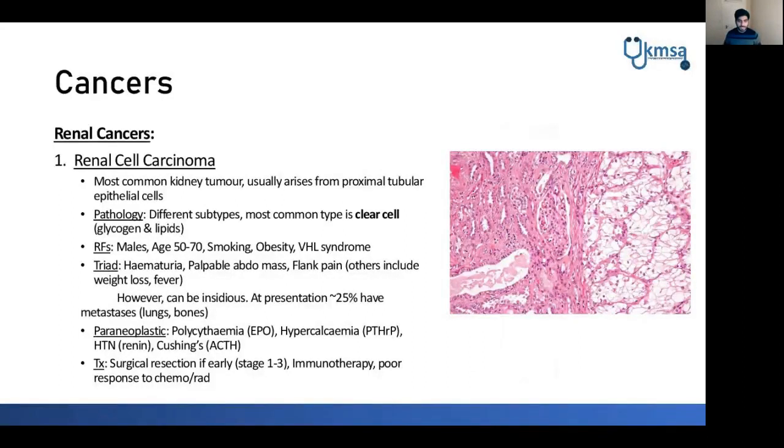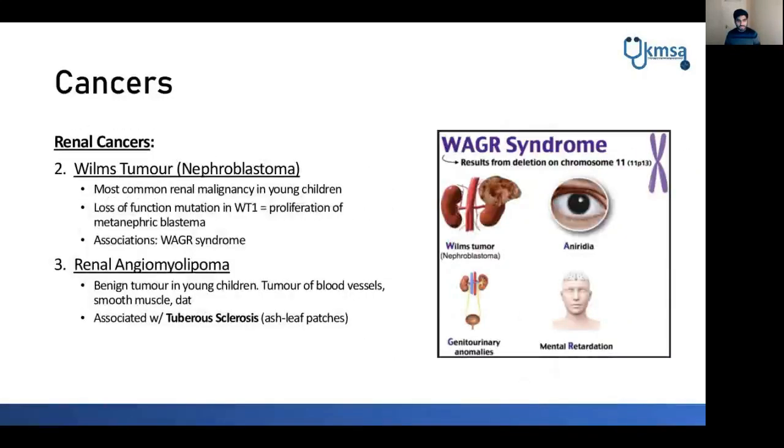Important thing to know about this is that it can often present like the lung with a paraneoplastic syndrome because of all the endocrine function of the kidney. So polycythemia due to EPO, hypertension because of renin. Treatment for renal cell carcinoma is most favorably surgical resection if you can get away with it. If it's early stage 1, maybe sometimes stage 3, immunotherapy works well for this type of cancer, usually poor response to chemo or radiotherapy.